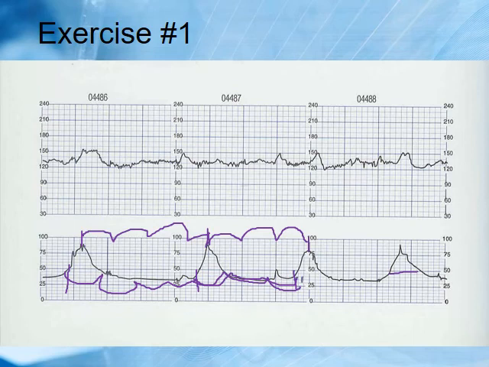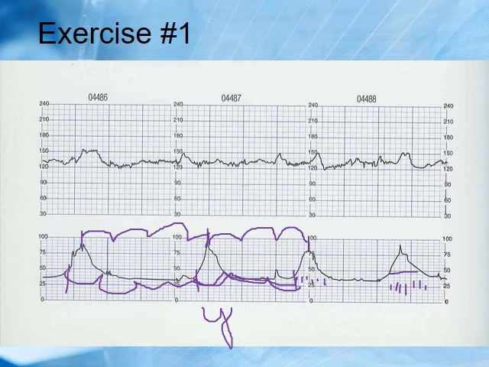10, 20, 30, 40, 50, 60 seconds. 10, 20, 30, 40, 50, 60, 70, 60 to 70 seconds. Okay? Is this an adequate labor pattern? Yes, every 2 to 3 minutes, lasting about 60 seconds. Now tell me about the baby.